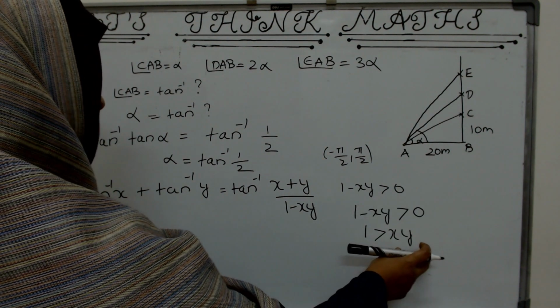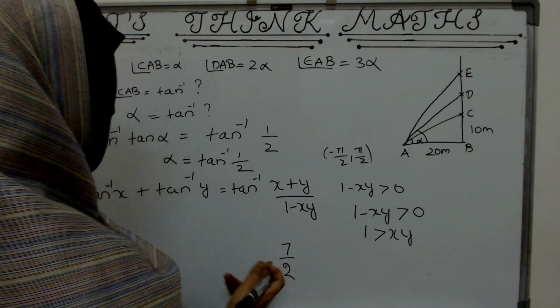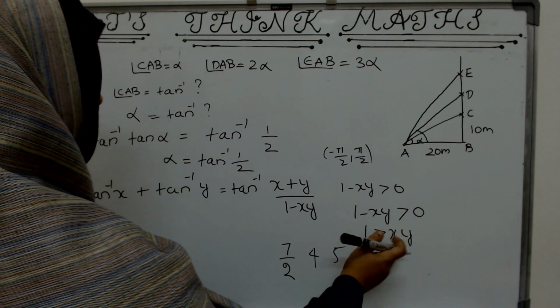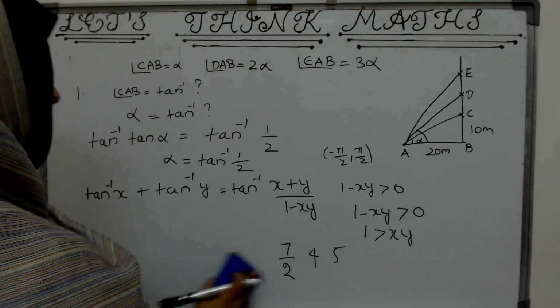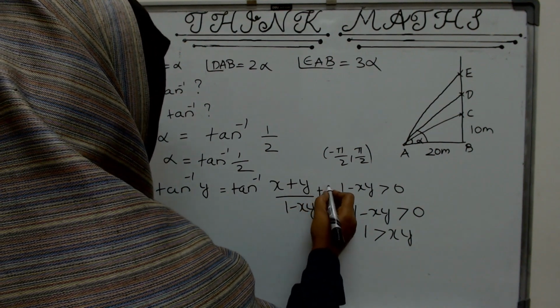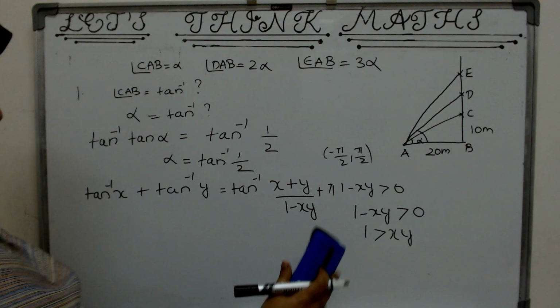What happens if it is not like that? What happens if xy is greater? For example, what if xy is 3.5, or 4 or 5? What if xy is greater than 1? Then what do we do? It is pretty much the same. Just add a pi to it. Then you are safe. So if you add a pi to it, that is the formula.